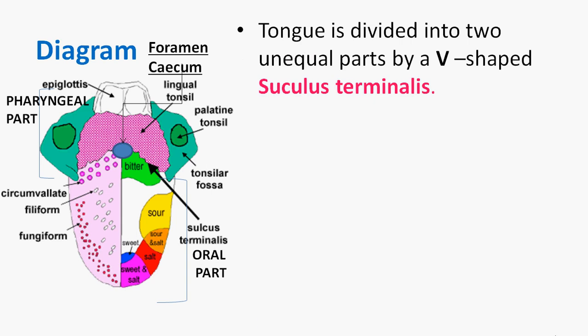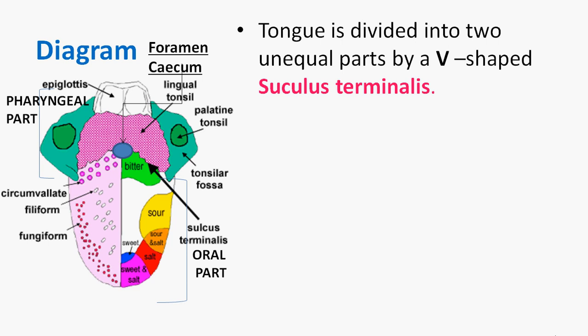Next is that our tongue is divided into two unequal parts by a V-shaped sulcus terminalis. So you can see there in the diagram, the purple shaded region is separated by a V-shaped line from that of green color. So that V-shaped line or structure is known as sulcus terminalis.